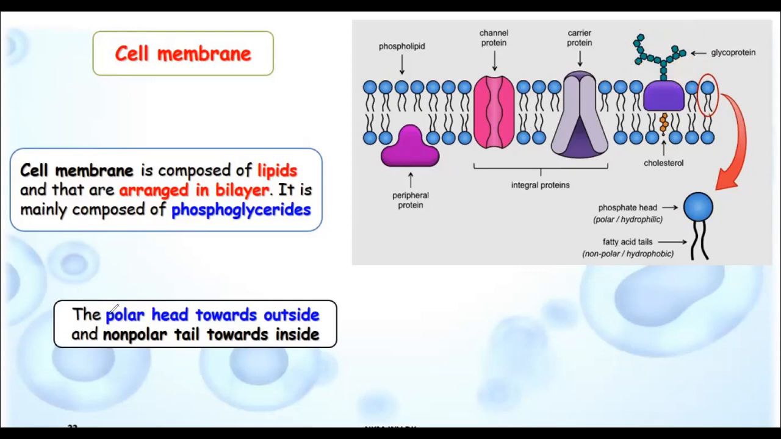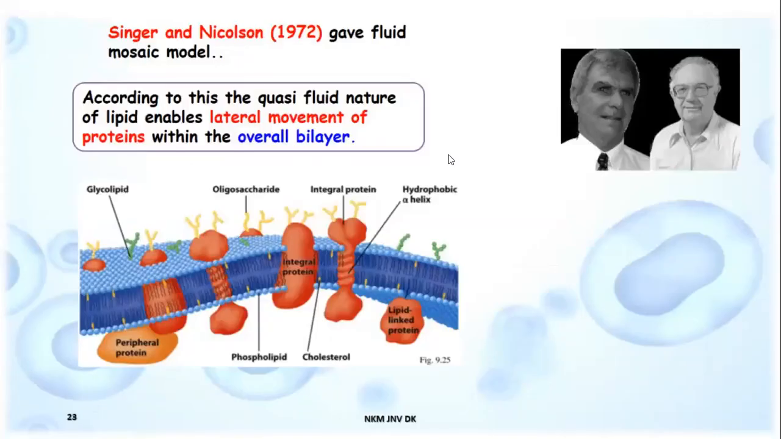The polar head always faces outside and the non-polar tail faces inside. In the bilayer, the phosphate group is the polar hydrophilic head, so it is exposed towards the outside, and the tails are sealed inside between both layers. So this is the structure of the fluid mosaic model of the cell membrane. Singer and Nicolson gave this model in 1972.